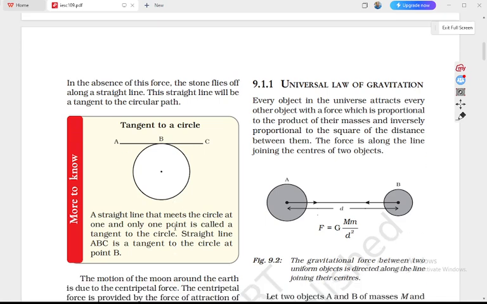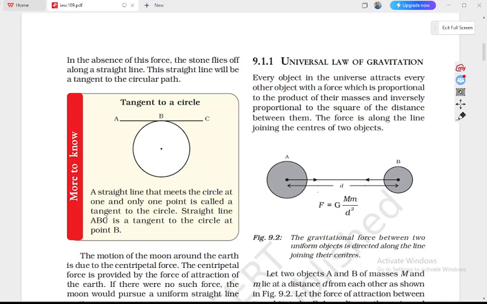Now we'll find what is the meaning of the universal law of gravitation. Every object in the universe attracts every other object with a force which is proportional to the product of their masses and inversely proportional to the square of the distance between them. This force is along the line joining the centers of two objects.